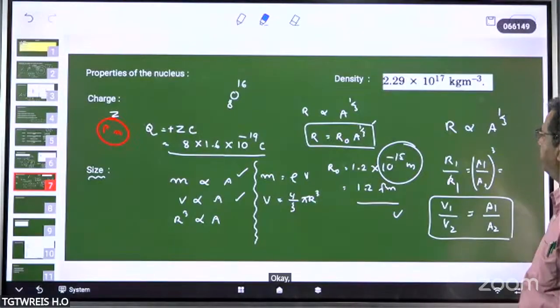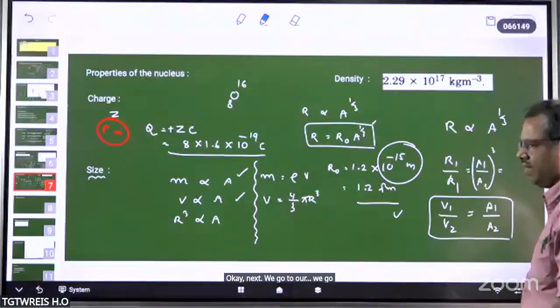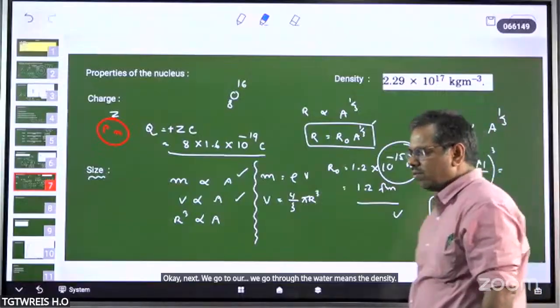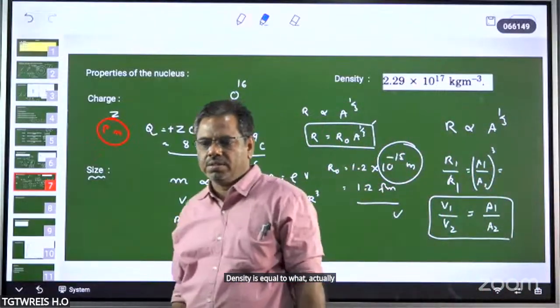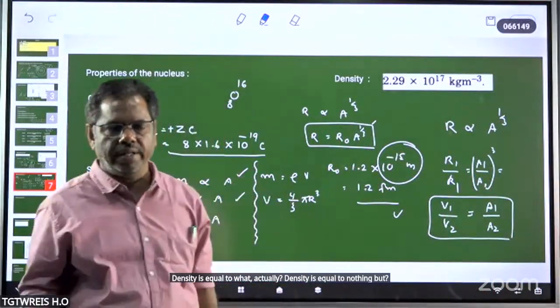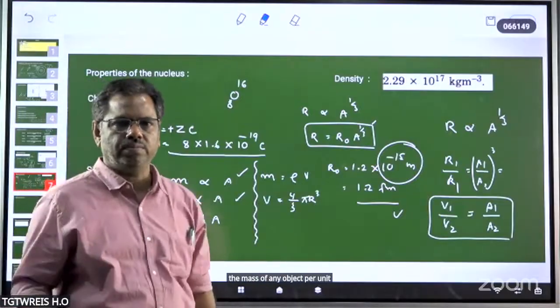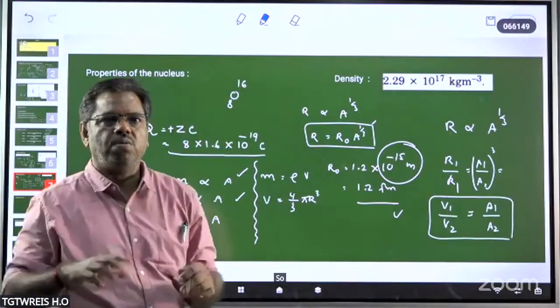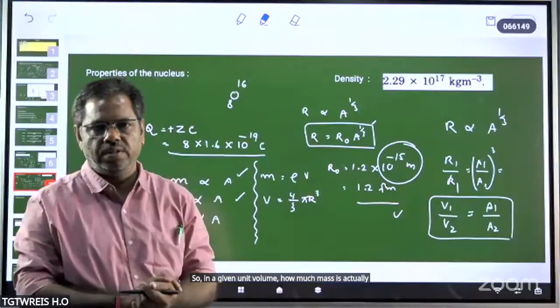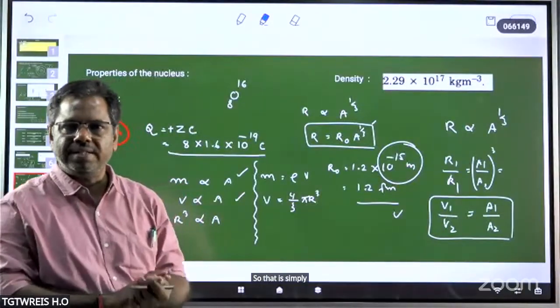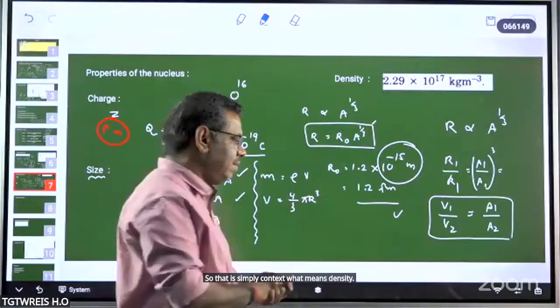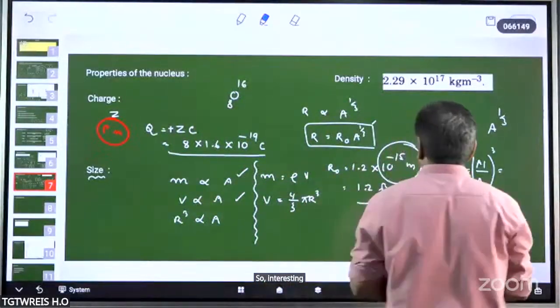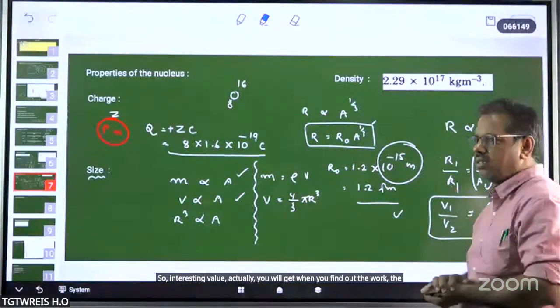Okay, next we go through the density. Density is nothing but the mass of any object per unit volume. So in a given unit volume, how much mass is occupied? That is simply called density. So an interesting value you will get when you find out the density of the nuclei.